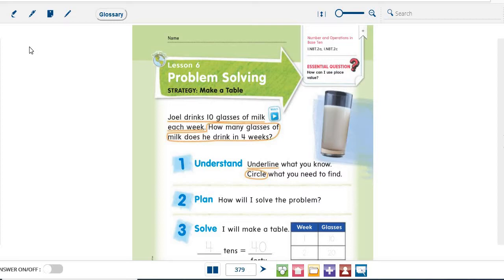Our lesson today is problem solving. Throughout this lesson, we are going to learn how to solve using a table. We are going to learn how to make a table to solve. Interesting. Let's start with the first example.